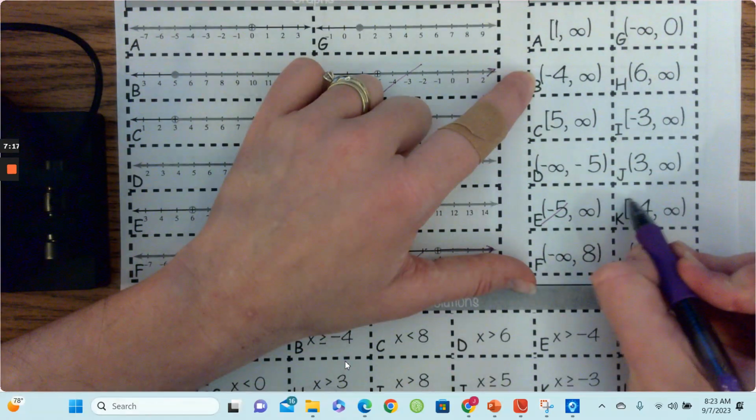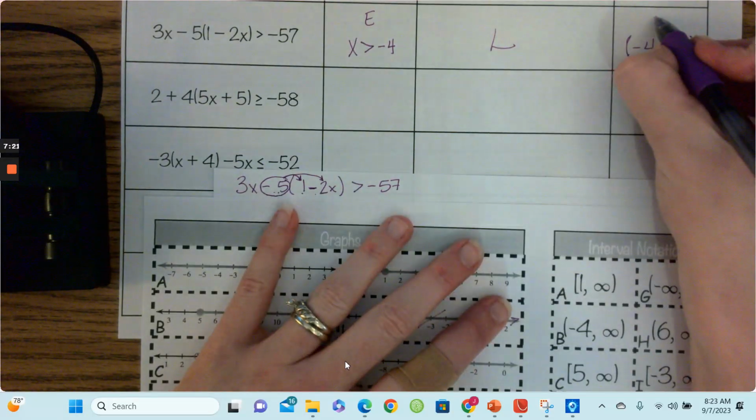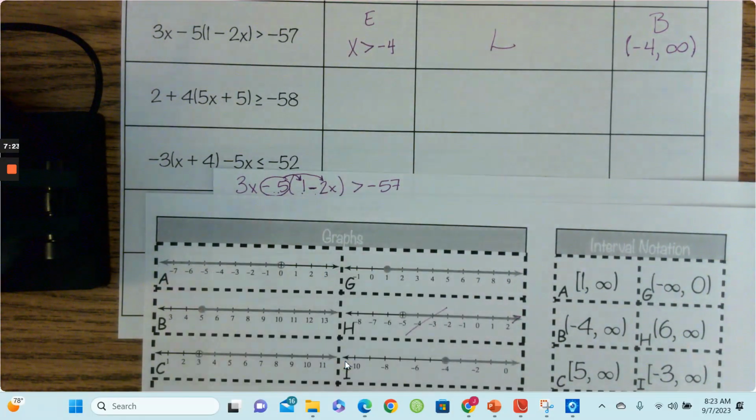I know they look really similar. You can kind of see the little top and bottom on that bracket. Why does K have a bracket? Because there's another one that's going to have that answer.